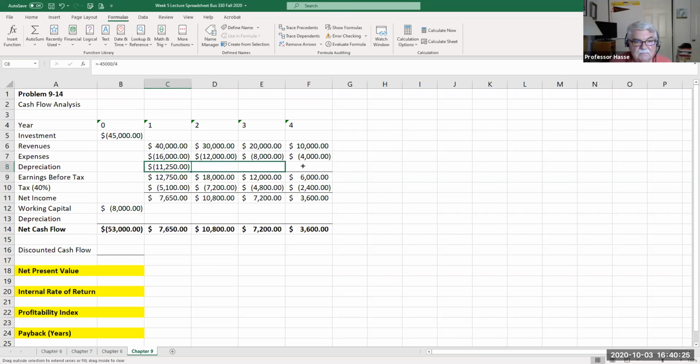Slide that over. Straight line over 4 years. We're depreciating the full 45,000. So look what happened. We take our revenues minus our expenses and depreciation. We get our earnings before tax. Our tax rate is given in the problem at 40%. And there's our net income. Notice in the 4th year, we're losing money when our revenues are lower.